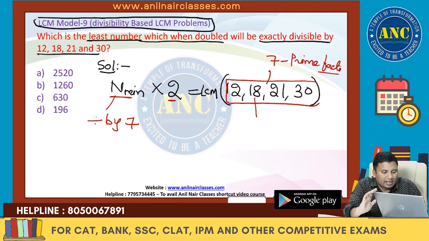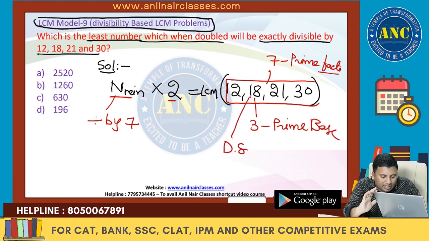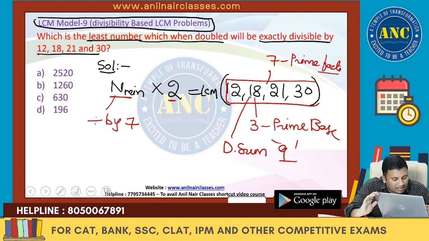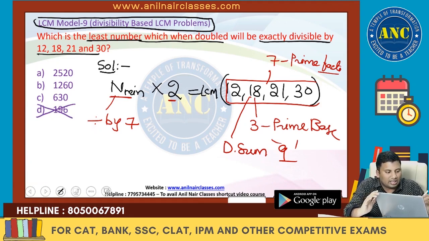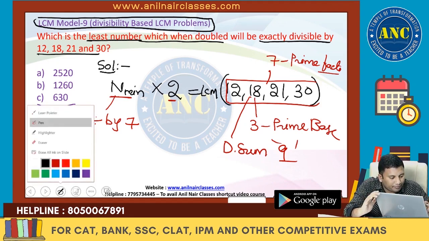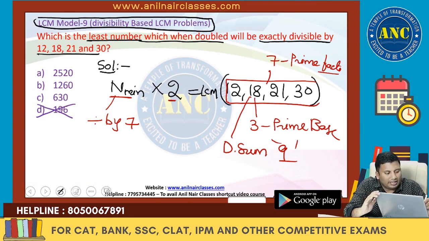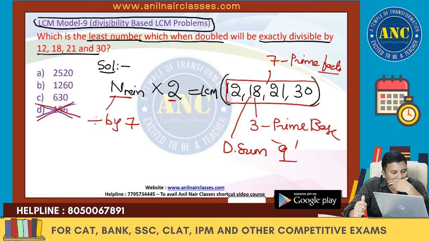These 18 contains another prime base 3. I am not taking a digital sum because 9 I can take. 18 digital sum is 9. If one number digital sum is 9, answer digital sum will also be 9. So 196 is eliminated. Next one, 3 is a prime base.